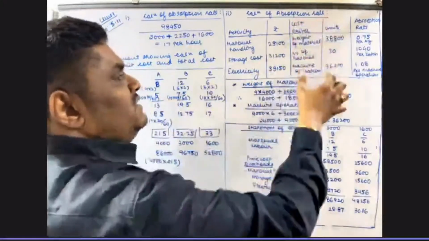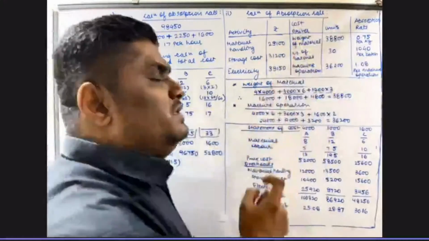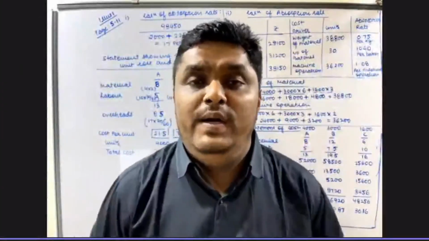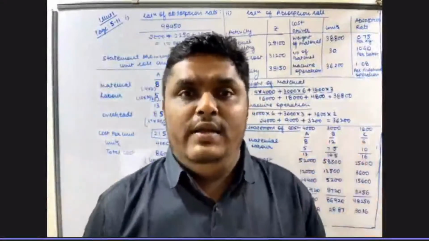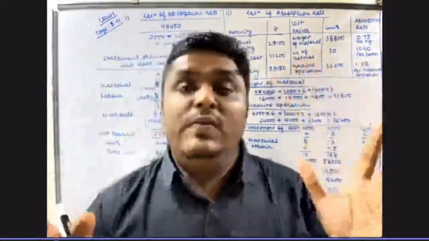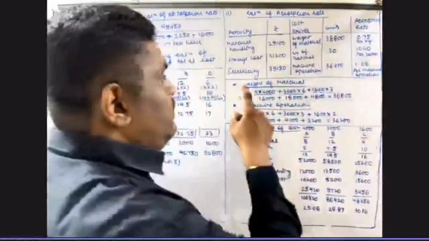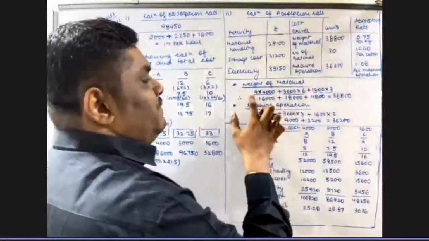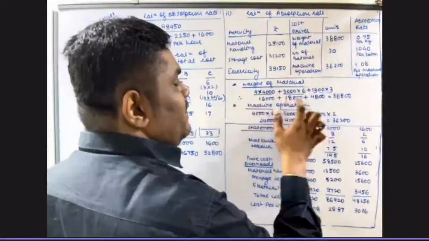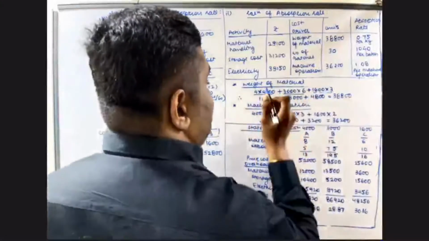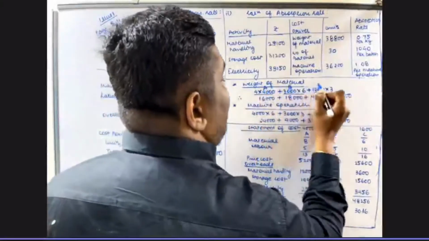Now these are the cost drivers that are given in the question, that is material handling is to be absorbed on the basis of weight of material, that is the raw material used. Okay, no problem. So we will calculate first the weight of material. So when talking about the weight of material, this is the quantity that is used to manufacture A, B and C.